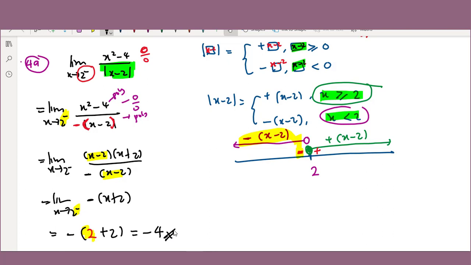So if you don't want to write this down, just write the number line and choose this one. When x minus 2 is to the right, it is positive x minus 2, and to the left it is negative x minus 2. Okay, that's 4a.